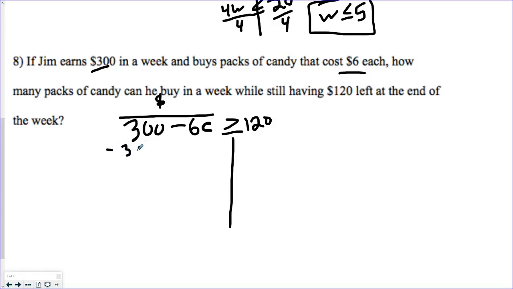So I subtract 300 from both sides. We're going to see how many packs of candy he can buy in this current state and still keep his finances where he likes them. So 120 minus 300 is going to give me negative 180.